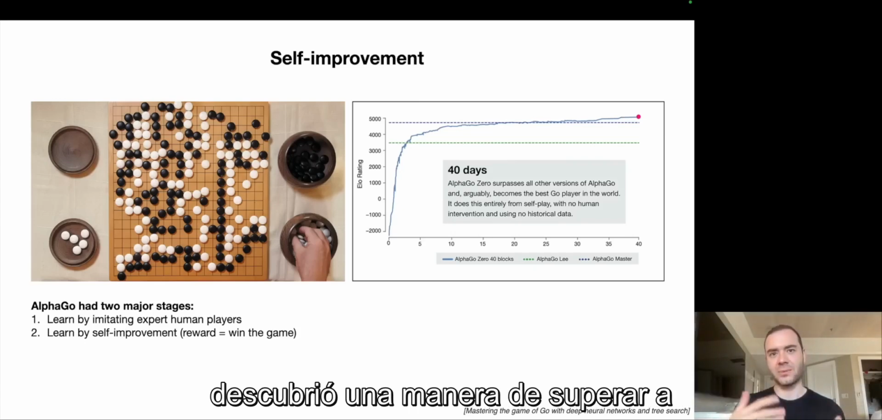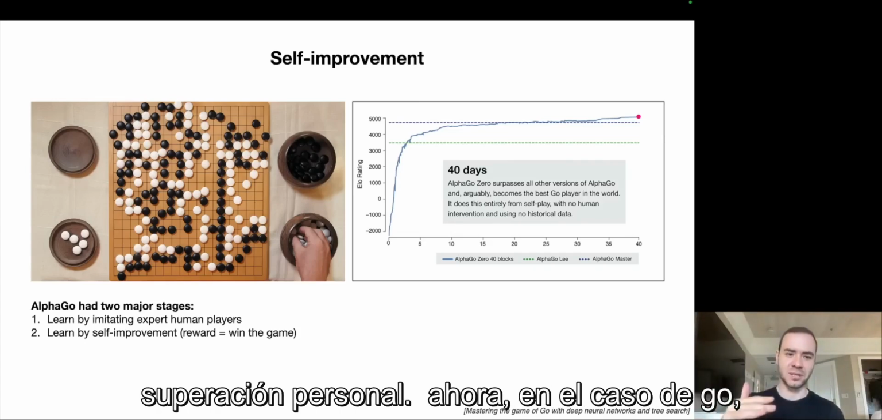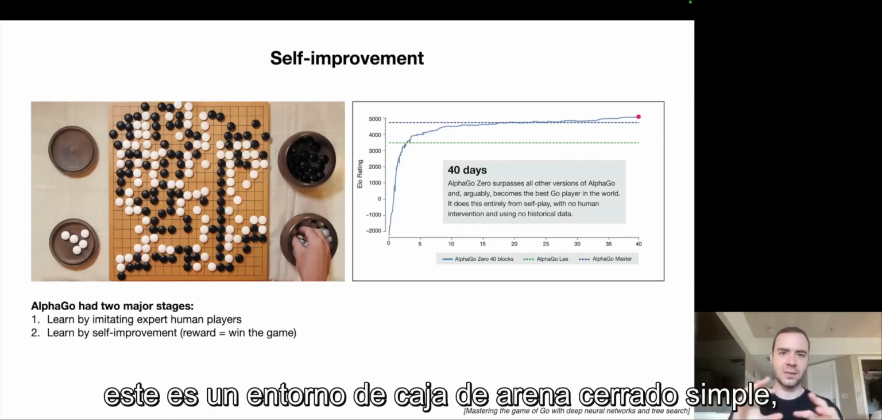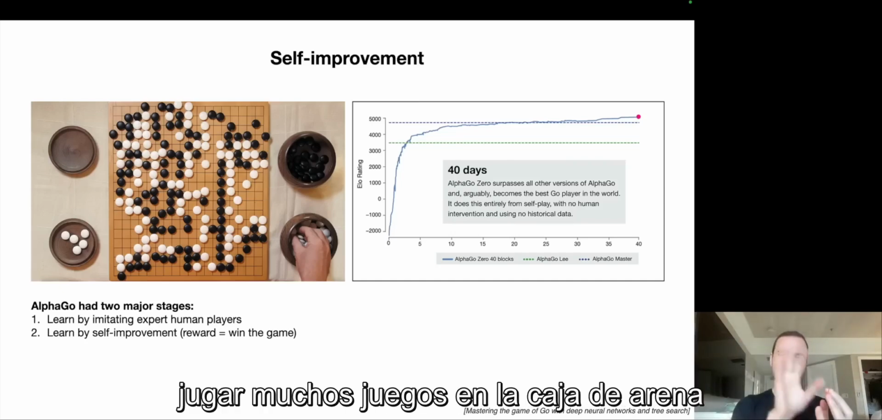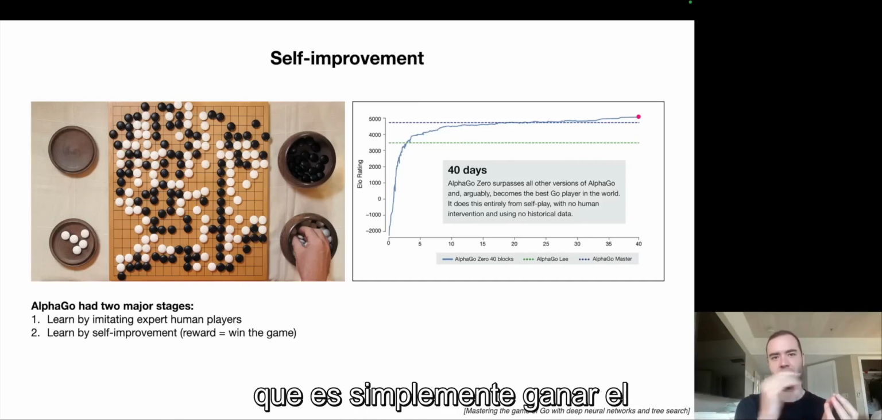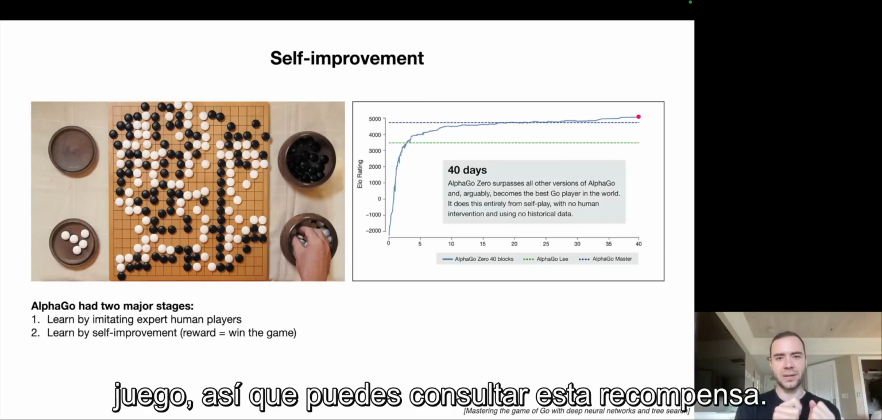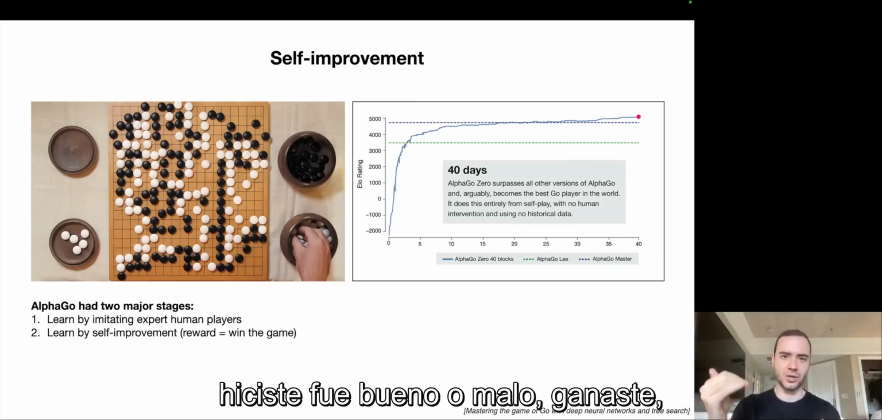So DeepMind figured out a way to actually surpass humans, and the way this was done is by self-improvement. In the case of Go, this is a simple closed sandbox environment. You have a game, and you can play lots of games in the sandbox, and you can have a very simple reward function, which is just winning the game. You can query this reward function that tells you if whatever you've done was good or bad. Did you win? Yes or no?